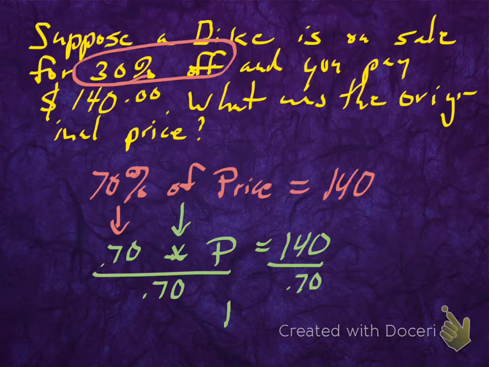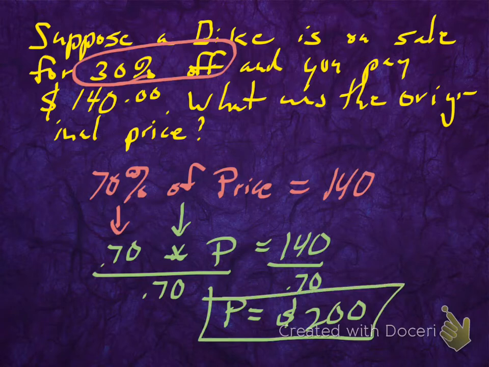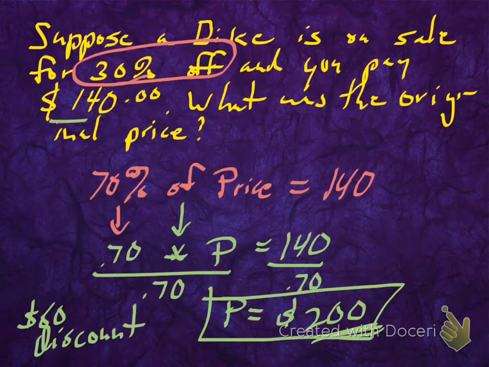All right, and so I get a price. The original price is $200. Now, if I don't feel good about that answer, I could always go back and say, okay, well, let's say I started and went the other direction. If the bike was $200 and I put 30% off, let's figure out what the discount would be. Well, 30% of 200 would be 60, and sure enough, that would be the discount. And if I subtract that, of course, I get back to the price in the problem, $140. So it checks. We just checked it.